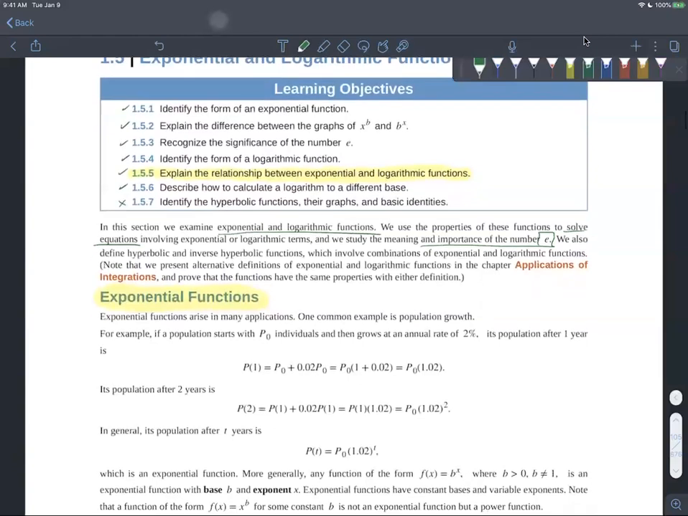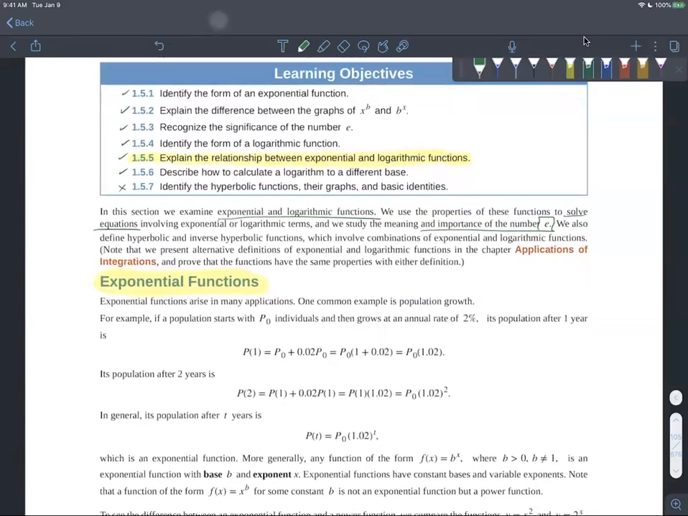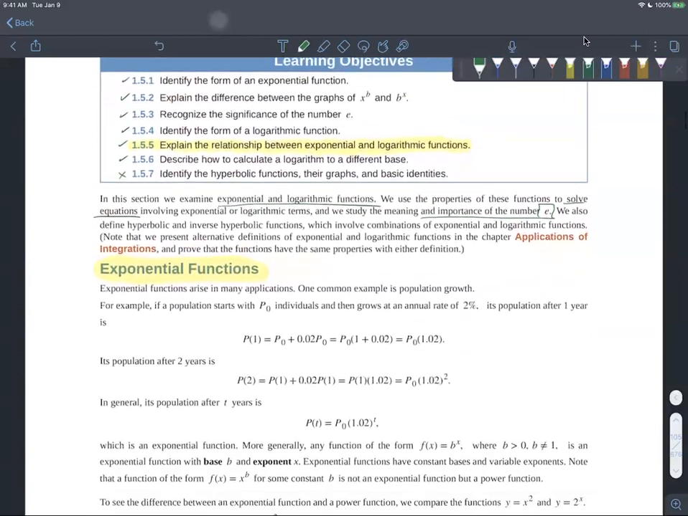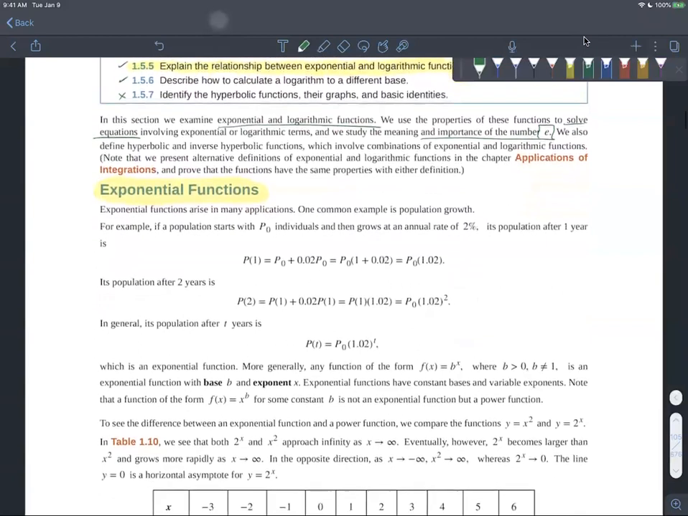Okay, so let's start with the exponential functions. Again, this is kind of a review from pre-calculus, so we'll go quickly through it to try not to make this video as long as the last one. Exponential functions arise in many applications. One common example is population growth.